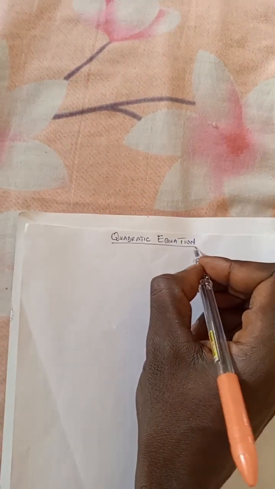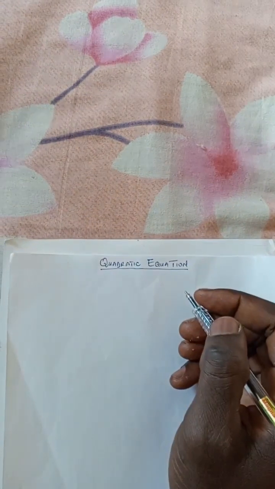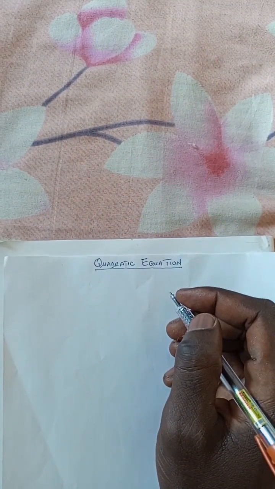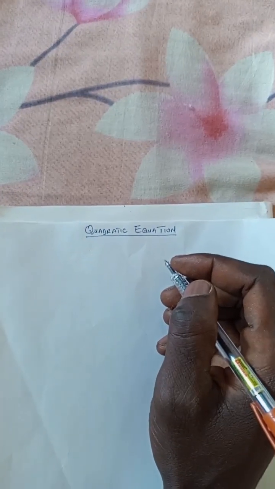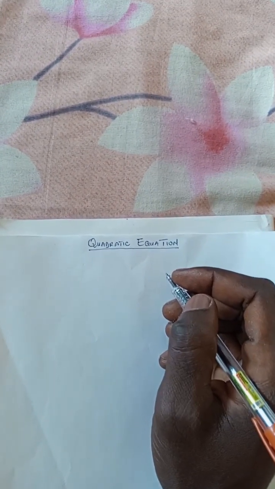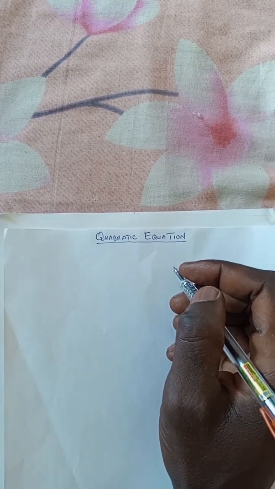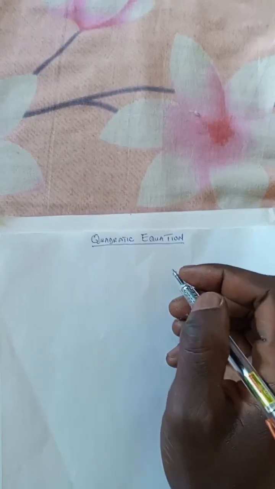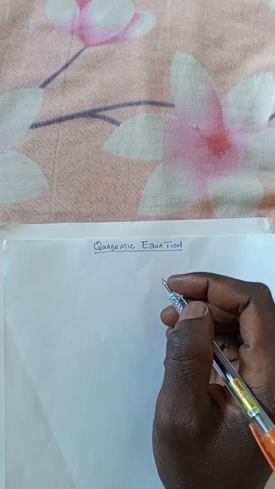So what is an equation? An equation is a statement that shows two quantities are equal. That means an equation involves explaining the left hand side of an equation being equal or equivalent to the right hand side. So at the end of any quadratic equation that you've gotten, the left hand side of the equation must be equivalent to the right hand side.